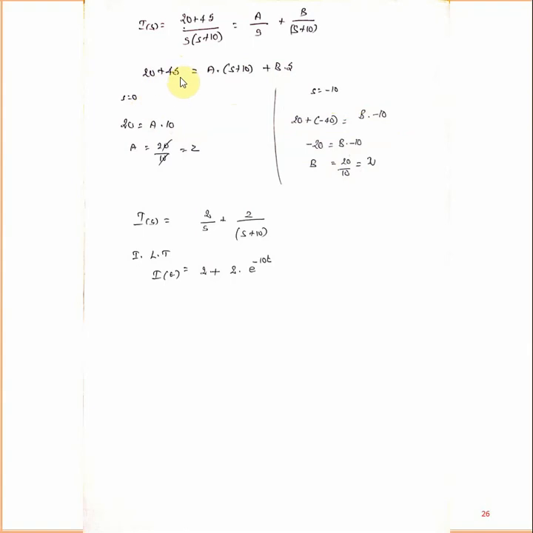Then the A value: s equal to 0, so 0 into everything is 0. So A into 10, left hand side 0 into 0, so 20 only. So 20 divided by 10, then 2 is the answer. Then A is 2, B is 2, substitute. Then I of s is replaced into I of t, inverse Laplace transform: 2 into 1, so plus 2 into 1, 2. Then 2 into e power, plus a means minus 10t. That's all, you got it.